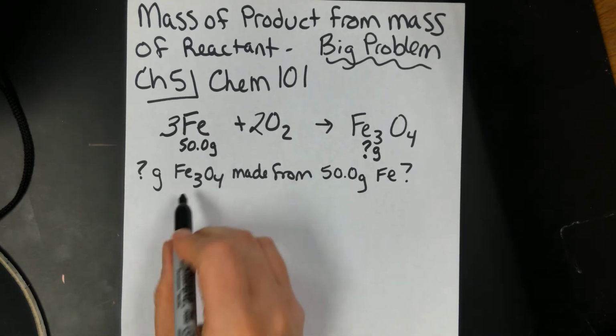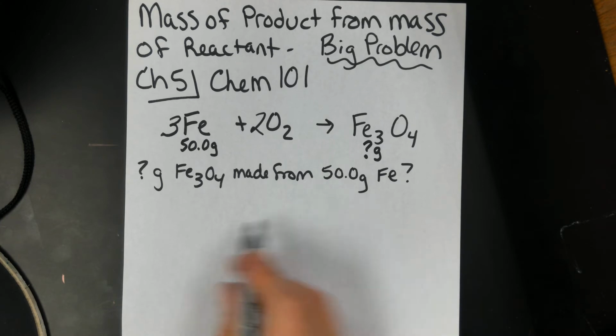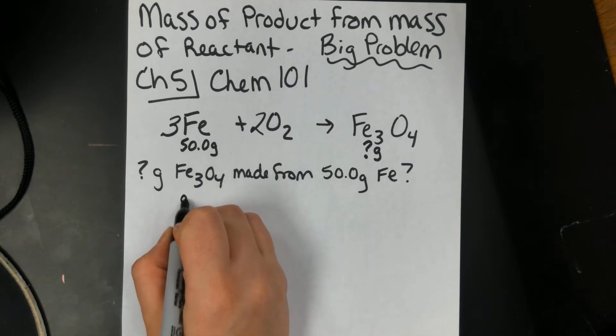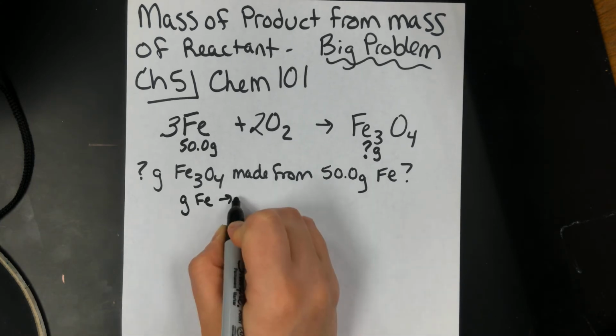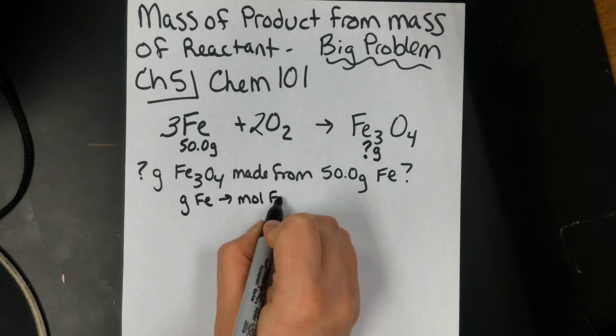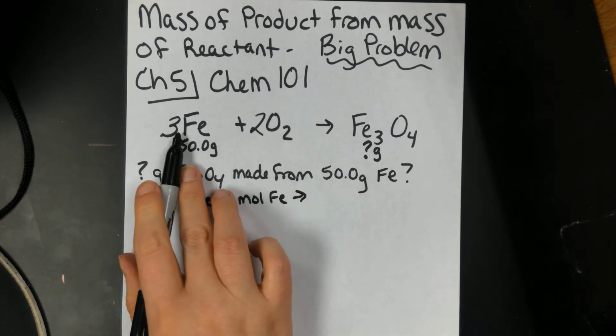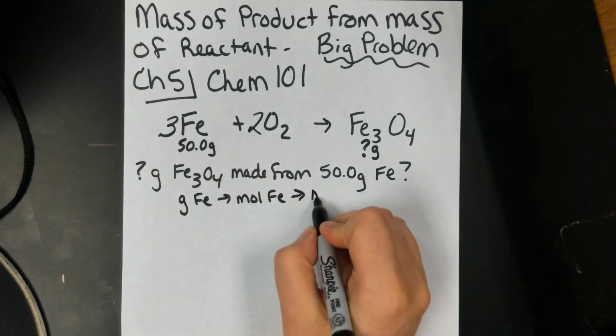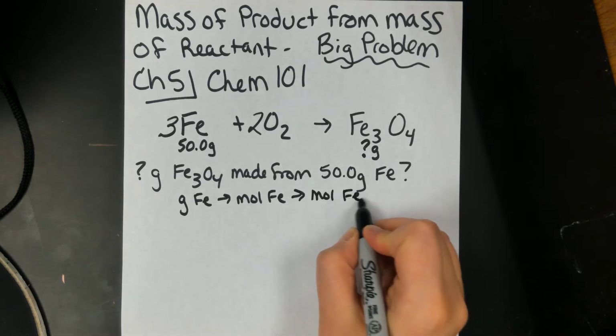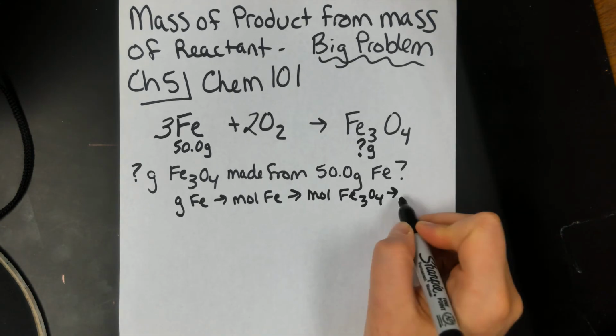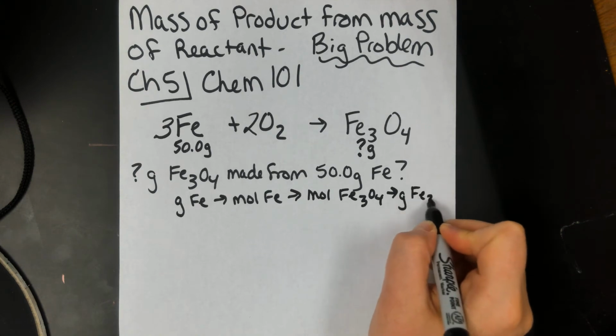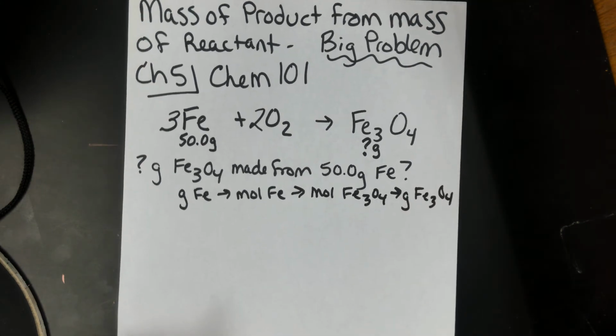So let's talk about it. We can even write a plan here. I'm going to have to turn grams of Fe to moles of Fe, and then compare moles of Fe to moles of Fe3O4, and then turn it into grams of Fe3O4. So we're going to have to bust our calculator out.